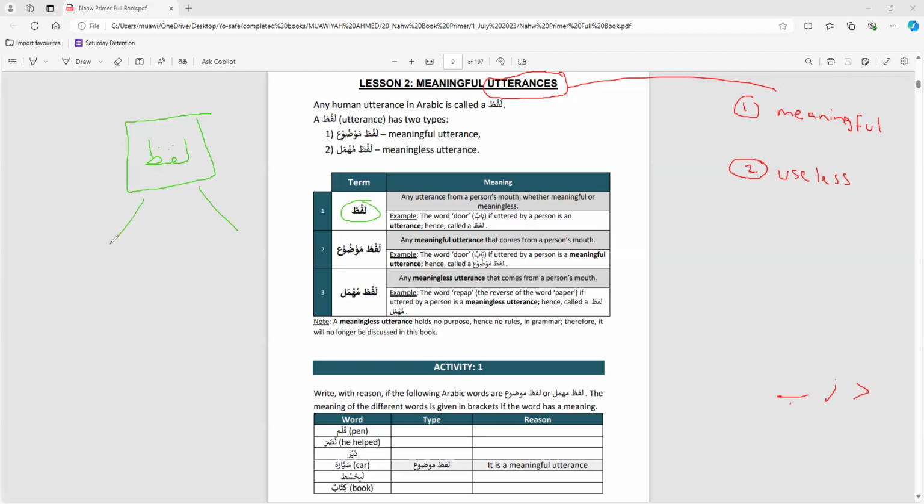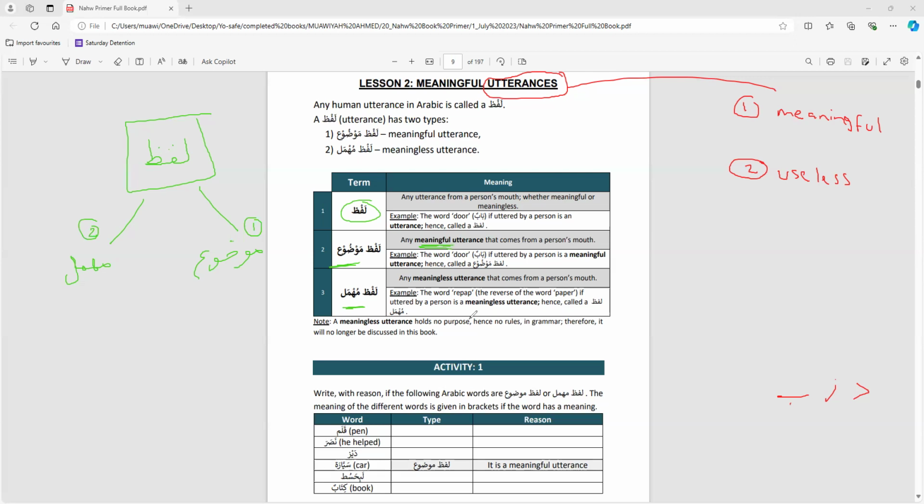Now lafz can be of two types. Lafz mawdu' and lafz muhmal. Mawdu' means meaningful utterance. Example, babun. Babun is an Arabic word which means door. Or in English, if I said door, door is a meaningful utterance. Correct? When I say that, it has a meaning behind it. So that's mawdu', that's number one. On the other hand, muhmal.